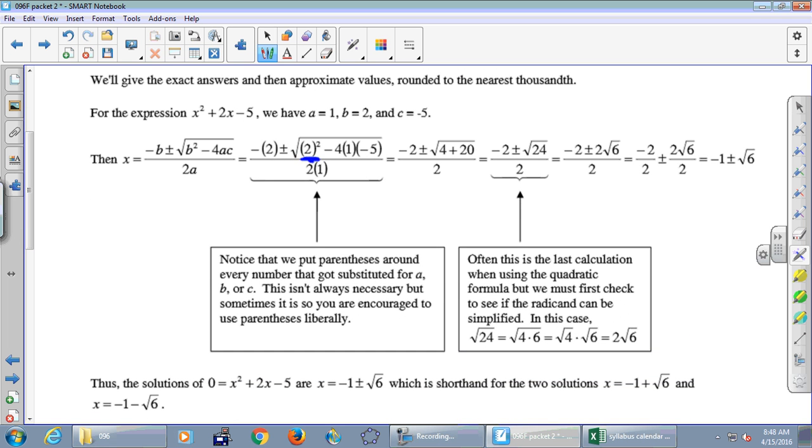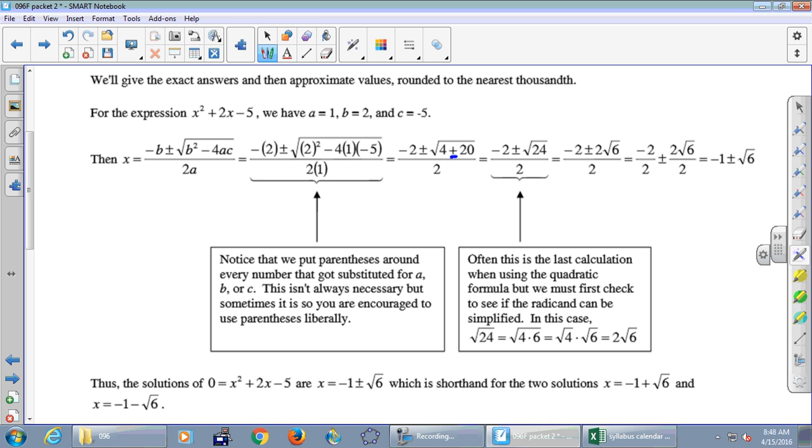So 2 squared, that's easy, that's 4. Negative 4 times 1 times negative 5. So people will say 20 for that, but sometimes we'll get the sign wrong. And for me, I just look at how many negatives I have. How many do we have? We have 2. So altogether, when you have 2 negatives, what is that?